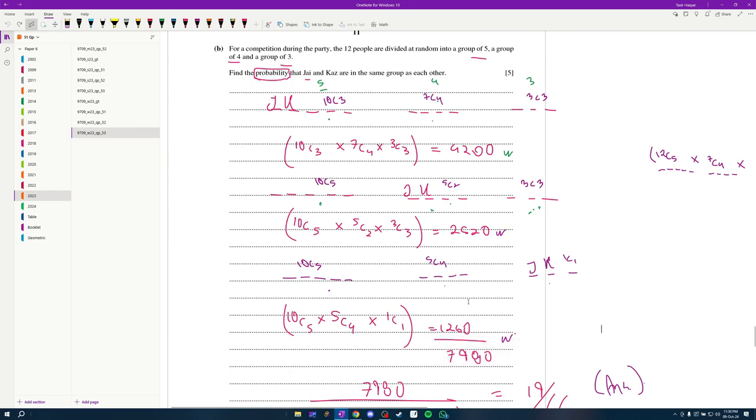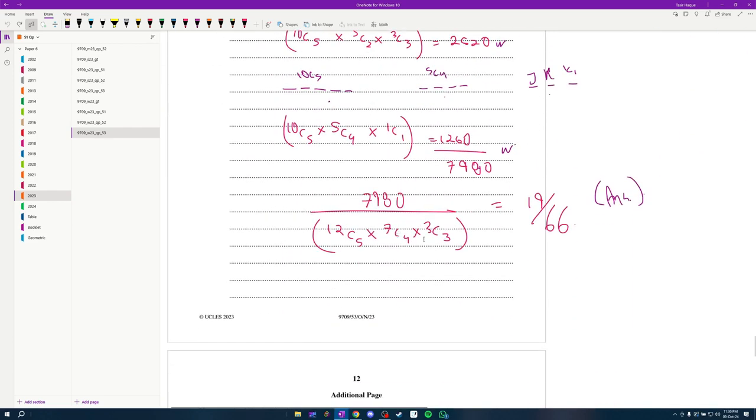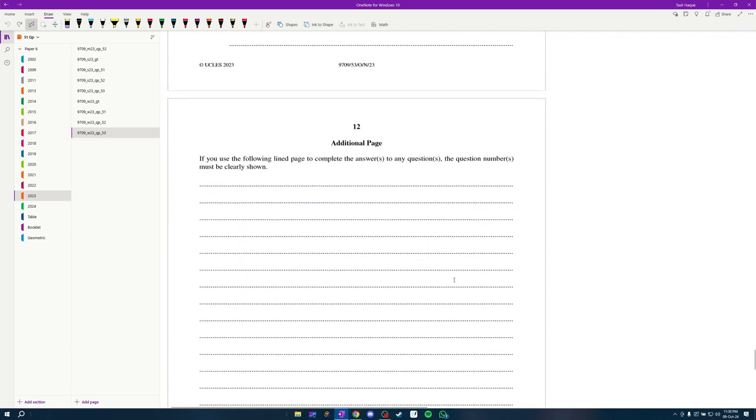And what about the total number of events? We are just selecting people, right? So that's 12C5 times 7C4 times 3C3 down below. That is 19 by 66, okay? That is all.